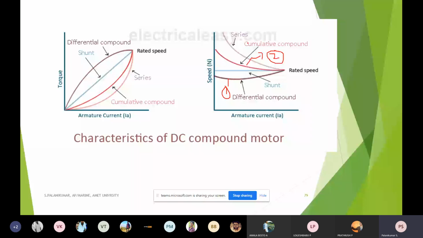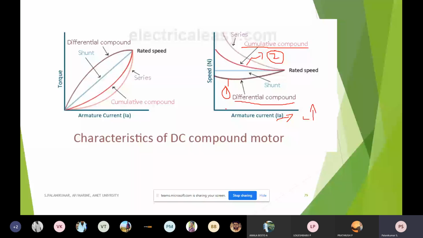One is the cumulative compound, where the series field effect is supporting the shunt field effect. Whereas in a differential compound motor, the series field effect is opposes the shunt field effect. In that case, as I already said, it exhibits different characteristics. The armature current increases only when the load is increasing, and it keeps on increasing. Initially at no load it will have one armature current, and after that, if you keep on loading, the armature current will increase.